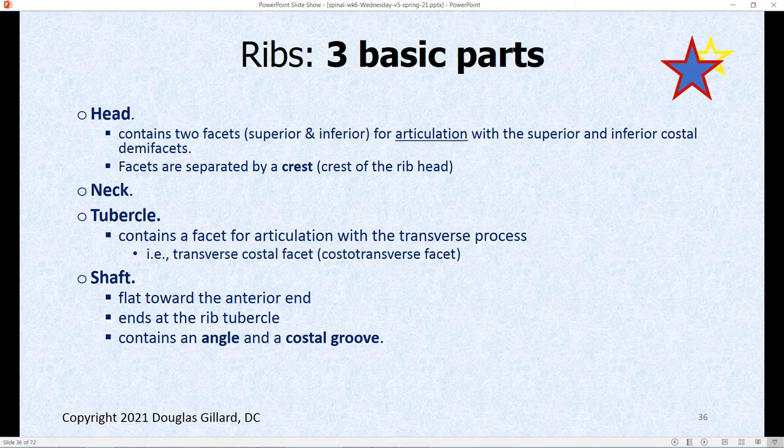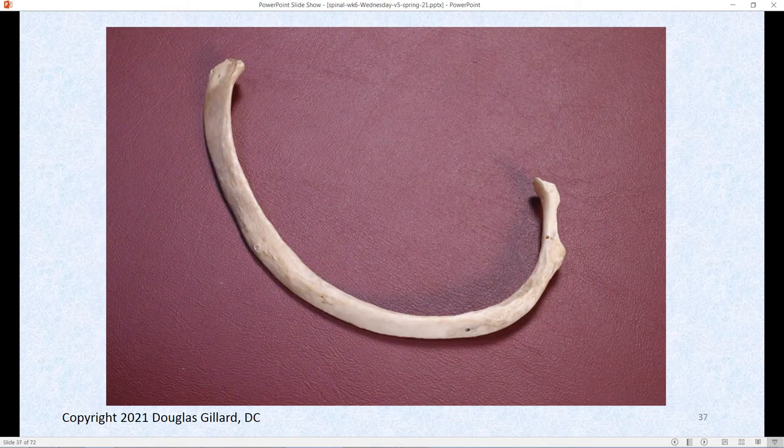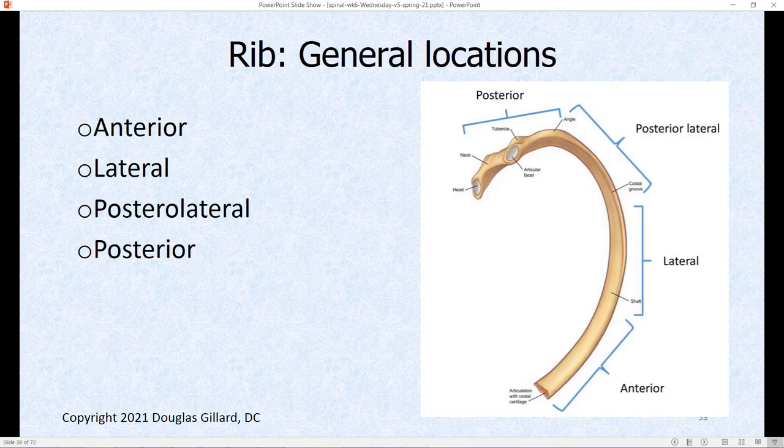Okay, rib, three basic parts. It contains a head, a neck, and a tubercle. Really, four basic parts, and a shaft. Kind of change that to four. I'll try to remember it. I say that every quarter and I forget. Head, neck, tubercle, and shaft. Let's just look at a picture. Do I have a picture? There we go. Let's look at this.